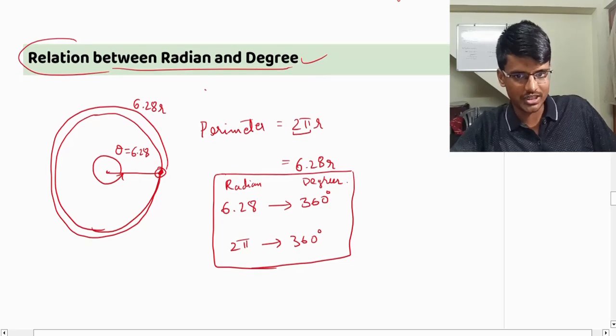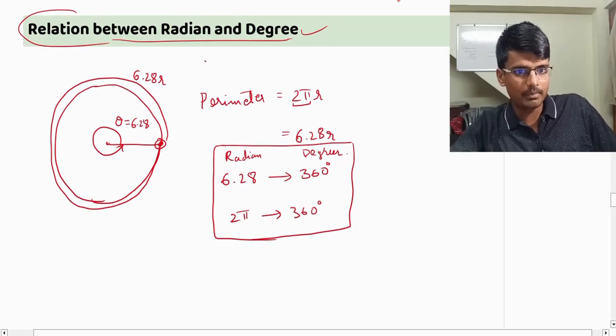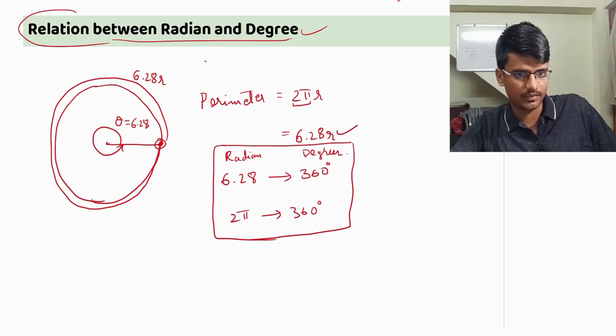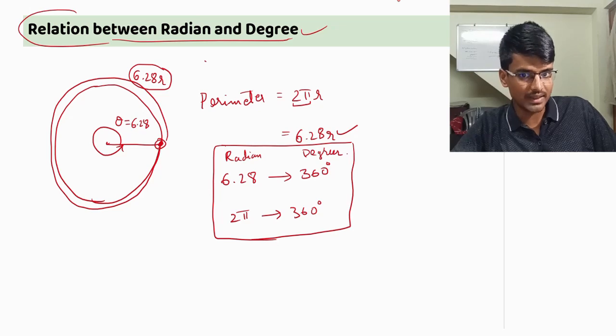The important relation, I'll just repeat. Perimeter is equal to 2 pi r, so perimeter can be written as 6.28 r. If you take a complete circle, the length of the arc will be 6.28 r. With this logic, the angle that it subtends will be equal to 6.28 radians. So 6.28 radians is equal to 360 degrees. 6.28 is nothing but 2 pi, so 2 pi is equal to 360. If I divide by 2 on both sides, I'll get pi is equal to 180 degrees.